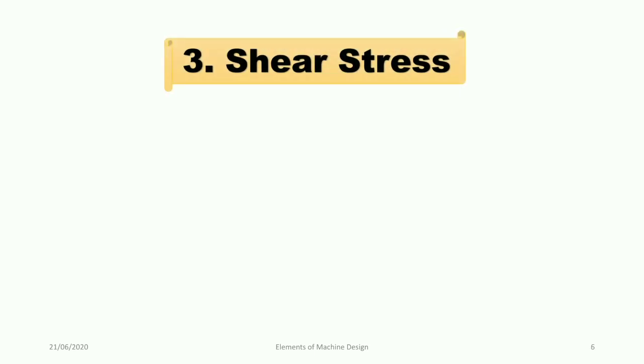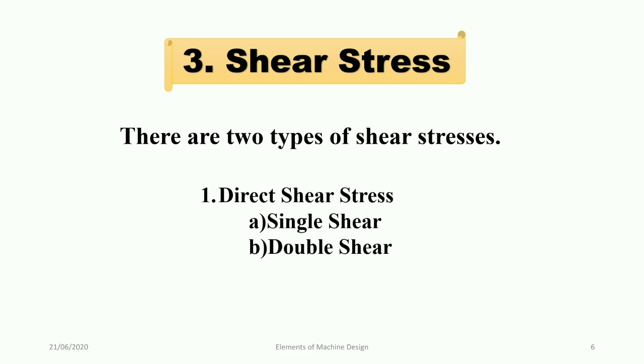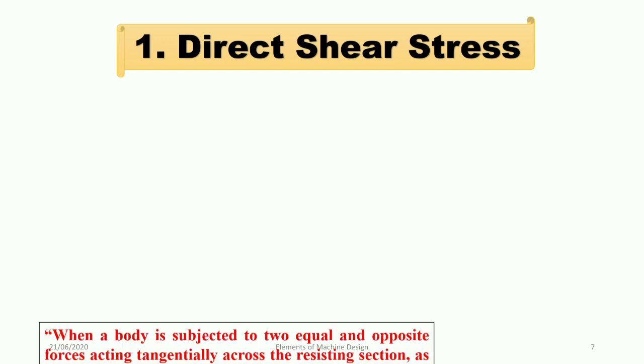Then the third type of stress is shear stress. There are two types of shear stresses. One is direct shear stress. In direct shear stress, there are two types of failures: one is single shear and the second is double shear. Then the second type of shear stress is torsional shear stress. Let us see the first type of shear stress, direct shear stress.